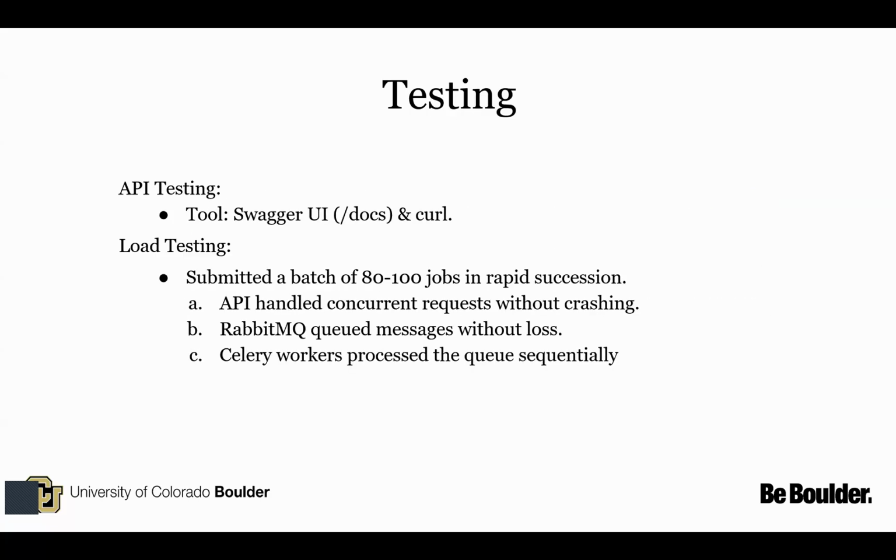Testing in our project primarily includes API testing, where we use Swagger UI and curl command line requests for manual verification. Second is load testing, where we evaluate system robustness under high job submission load. This is done by submitting 80 to 100 jobs in rapid succession using a Python load test script, where each job is inserted into the queue as fast as possible to simulate real world batch submissions.